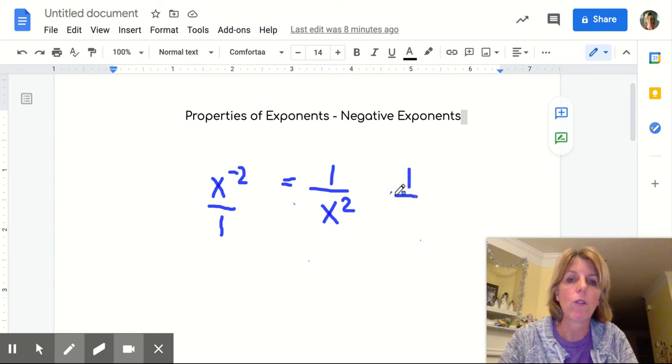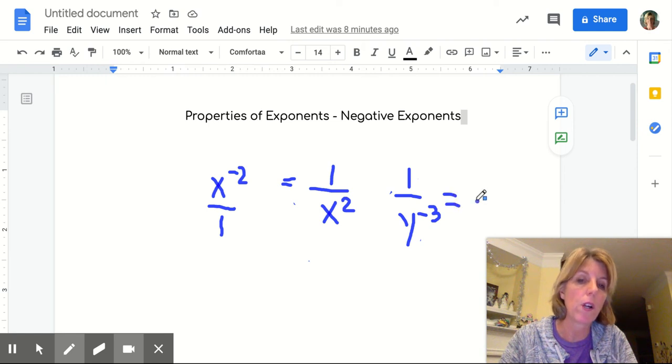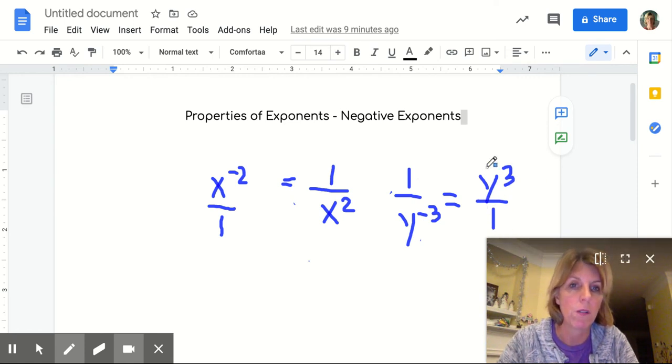If I get y over, let's say, y to the negative 3, that negative exponent is in the denominator, and it's not happy in the denominator. It's going to move to the numerator, where it's going to be positive. It wants to move to where it's going to be positive. So it moves and becomes y to the 3, and that's really over 1. But remember, we don't write the over 1. We just write y cubed.